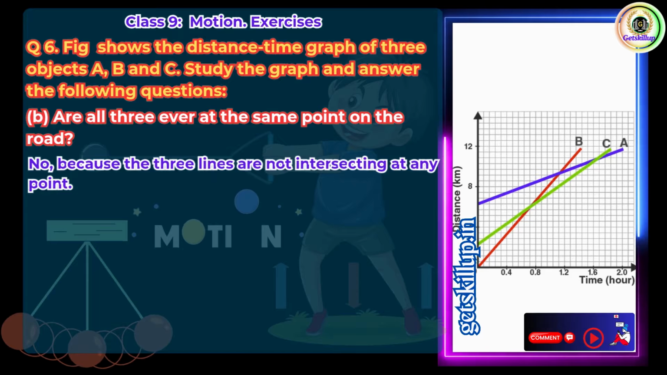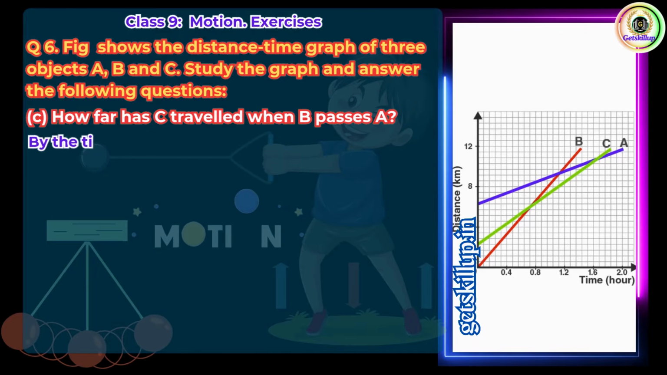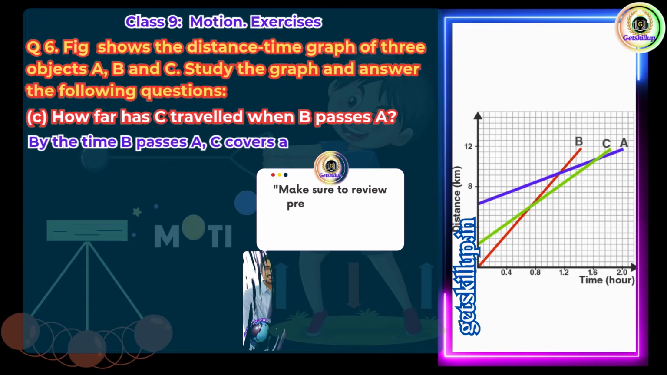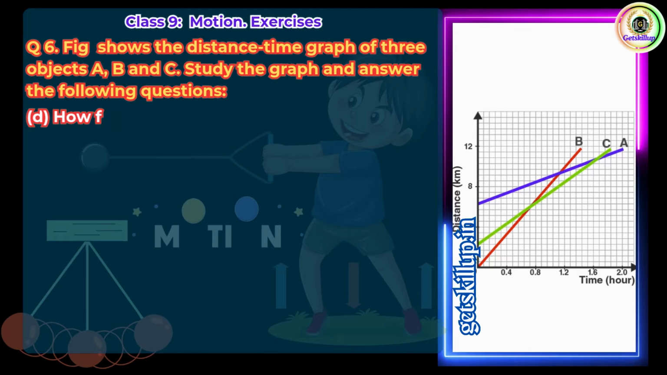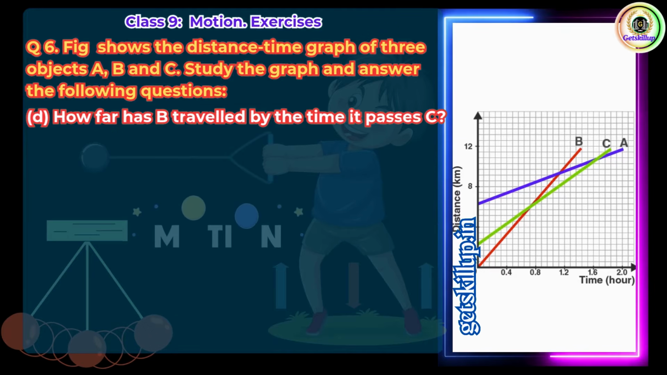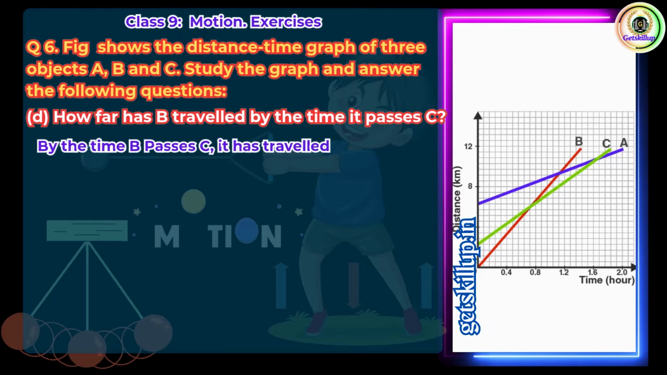C. How far has C traveled when B passes A? Answer. By the time B passes A, C covers a distance of about 9 km or above. D. How far has B traveled by the time it passes C? Answer. By the time B passes C, it has traveled 6 km.